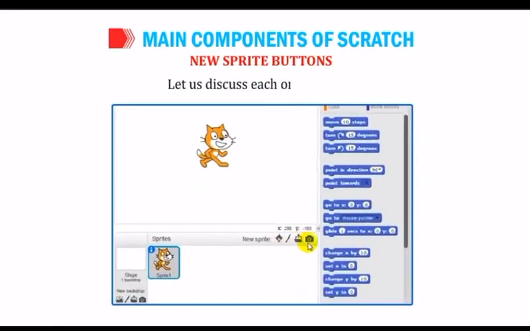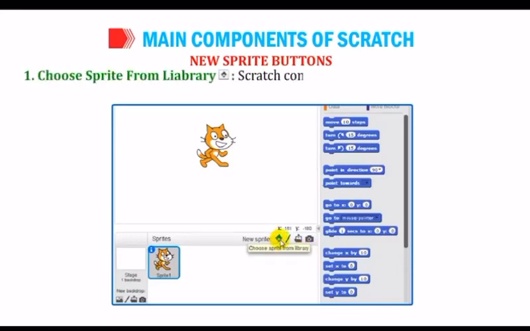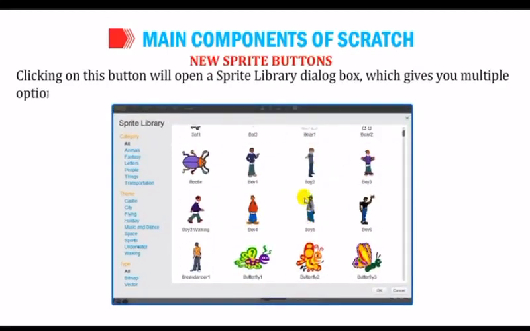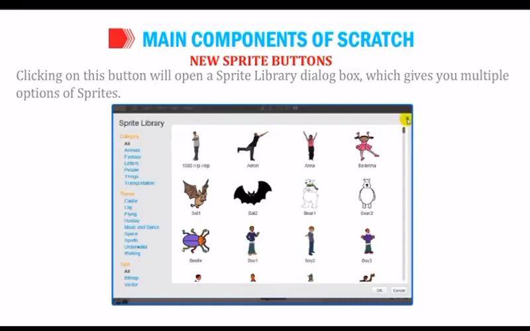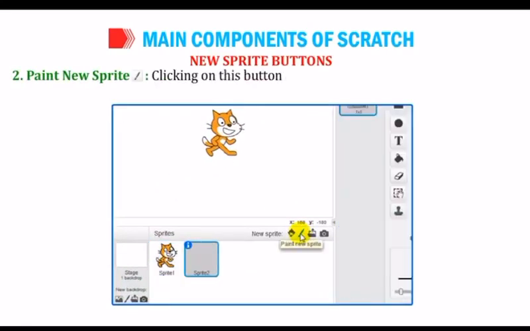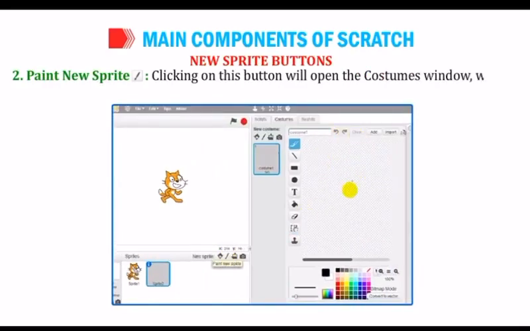Let us discuss each one of these. Number 1. Choose sprite from library. Scratch contains many exciting inbuilt sprite options. Clicking on this button will open a Sprite Library dialog box, which gives you multiple options of sprites. Number 2. Paint New Sprite. Clicking on this button will open the Costumes window, where you can create or draw a new sprite.